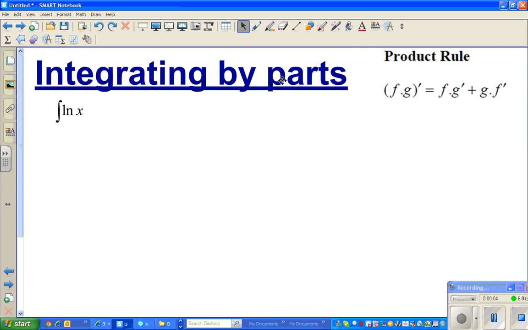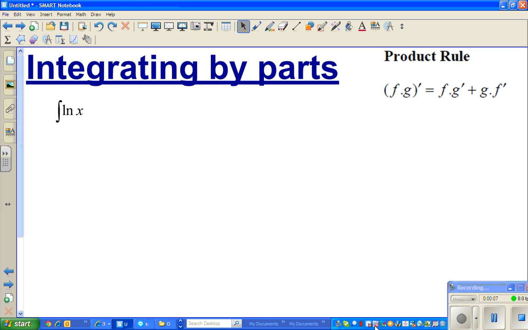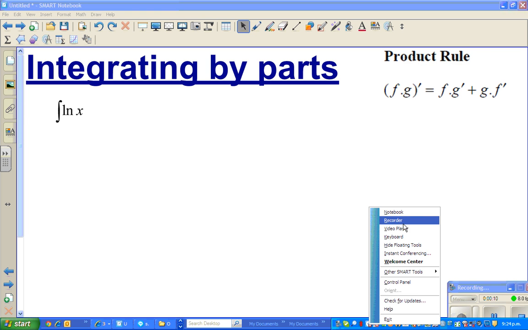Friends, in this video I'm going to discuss one method of integration which is called integration by parts.